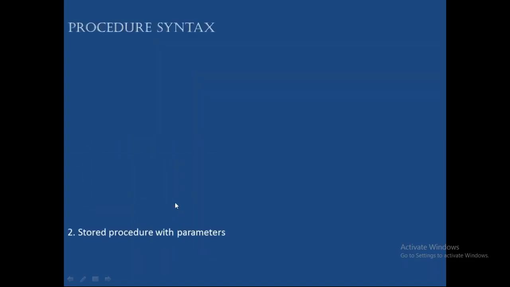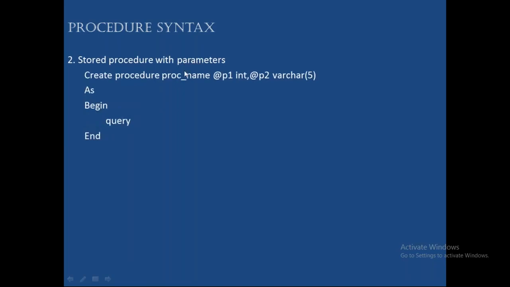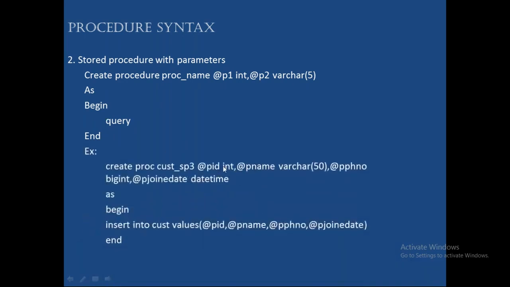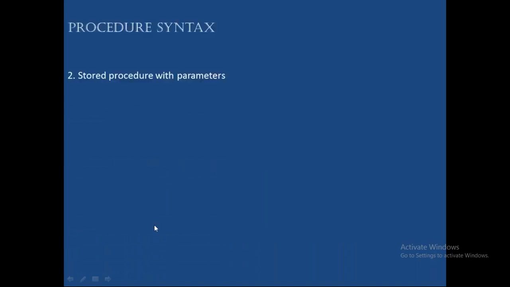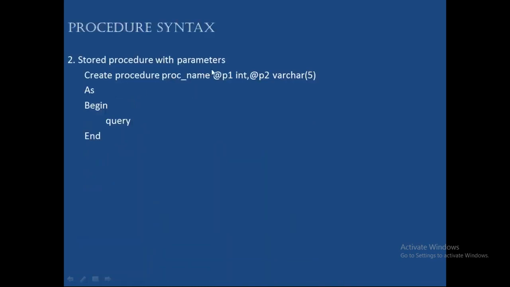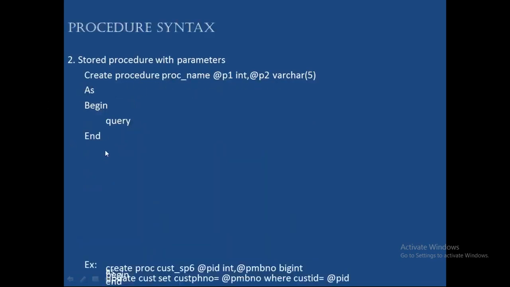How to define the parameterized stored procedure? Stored procedure with parameters: create procedure, procedure name, P1 int, P2 varchar as begin, query, end. These parameters I'm using here to insert the records into the cust table. First create procedure, procedure name, 1, 2, 3, 4. Total 4 parameters I have taken. Those 4 parameters I'm using to insert the records into the cust table.